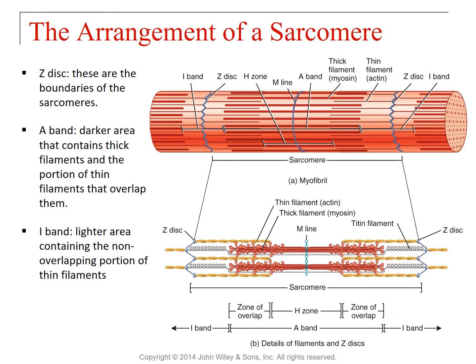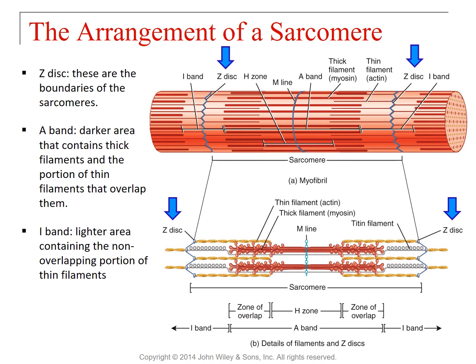Okay, so next we're going to take a look at the arrangement of a sarcomere. So the first thing to talk about is Z discs. These are at the very boundaries of the sarcomeres. So what I want to say here is this top diagram is a representation of myofibrils. It's a common representation of myofibrils. This bottom diagram shows you the thick and thin filaments in a little bit more detail. But regardless of which diagram you're looking at, the Z discs are the boundaries of the sarcomeres.